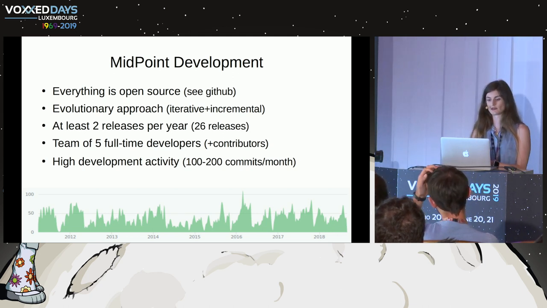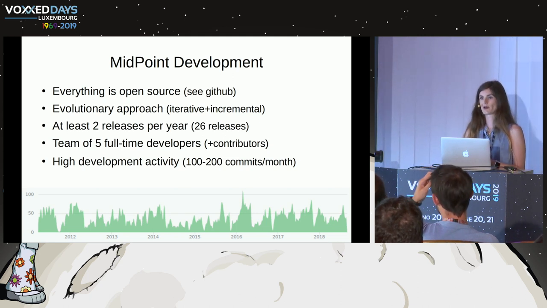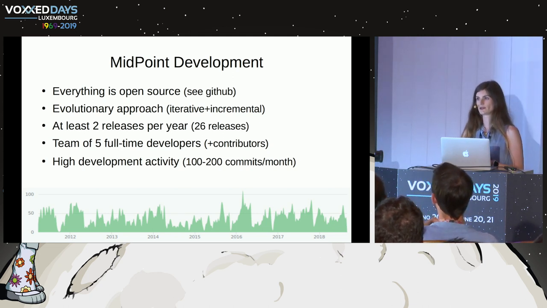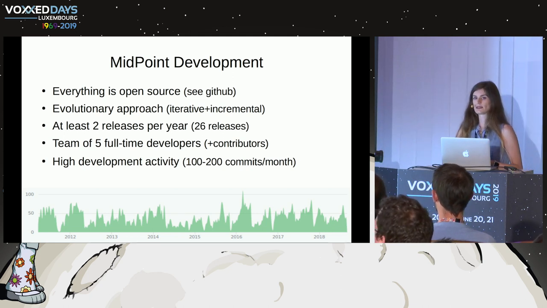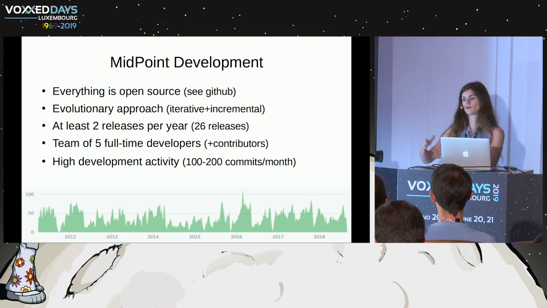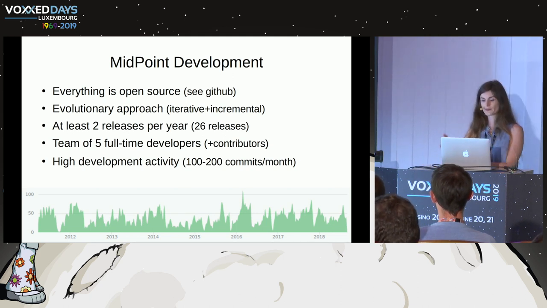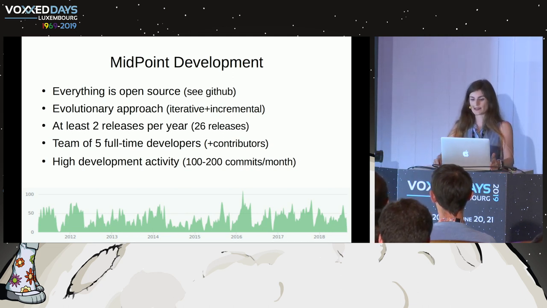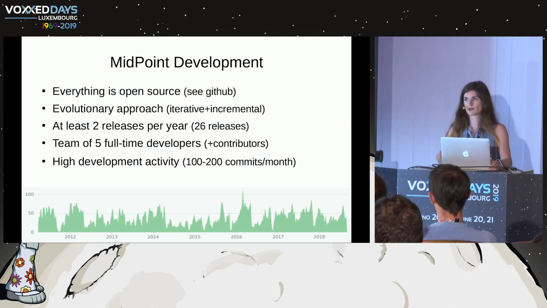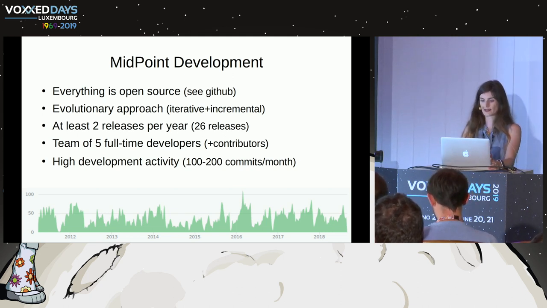From the beginning, we chose the evolutionary approach, which means that we develop and implement MidPoint iteratively and incrementally. It means that even if we design a new feature, we design it for the future. We are trying to look 2 or 3 years ahead, and we design the feature like this. But when it comes to development, we develop just a small piece of this functionality which we need right now.